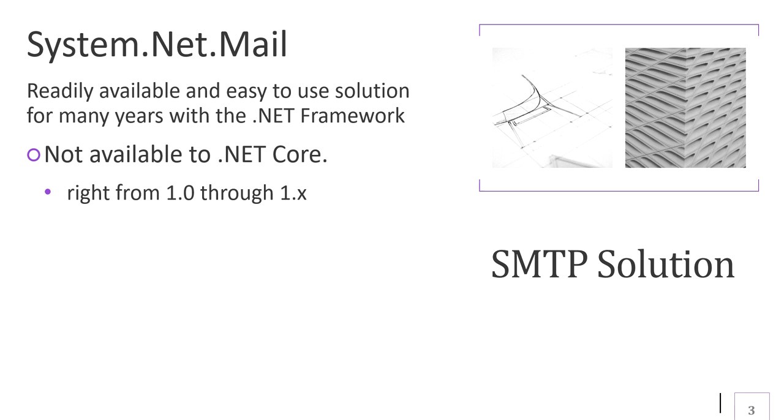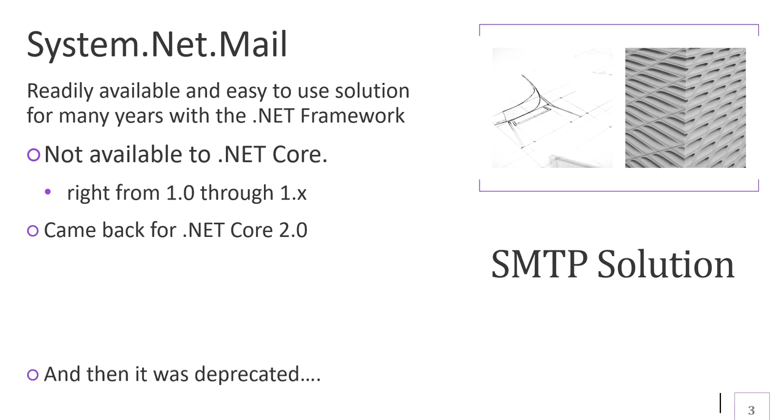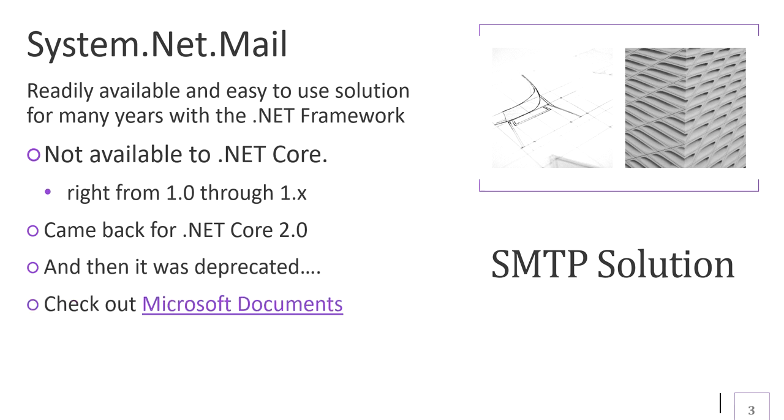But then they came out with .NET Core as opposed to .NET Framework. Ooh, and it was gone, okay? They said, sorry, we're running behind schedule here. We just got the basics of .NET Core ready to go, and we don't have all the features. There's not feature parity with the full .NET Framework yet. So right up till version 1 point anything in .NET Core, it was not available. Nothing, right? Then, yay! When they brought out .NET Core 2.0, it came back, right? So you could once again use System.Net.Mail, and you were all good until it was deprecated, right?